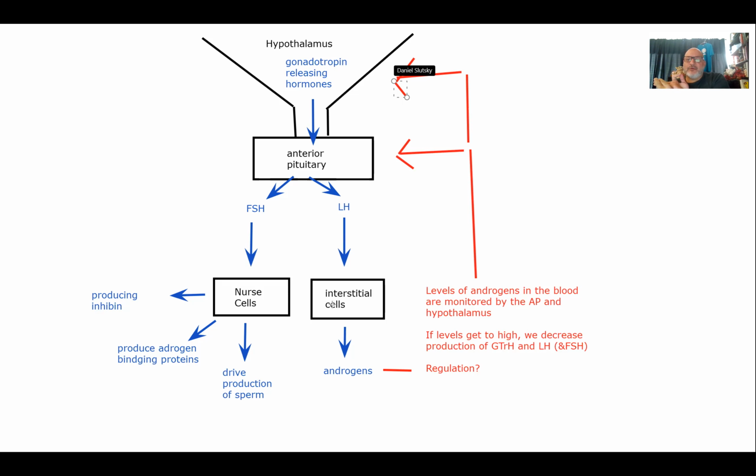What does that sound like? What type of regulation is that? Exactly. This is humoral control. Here it is the amount, the number, right, of the androgens in the blood that determine how much hormones it produces.